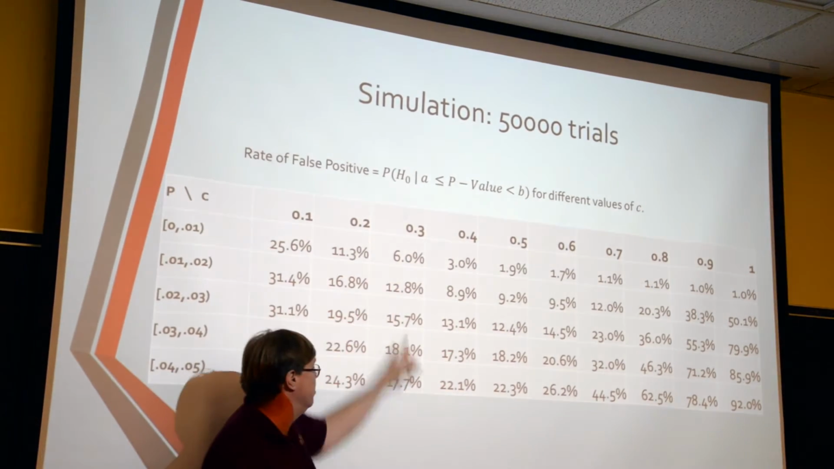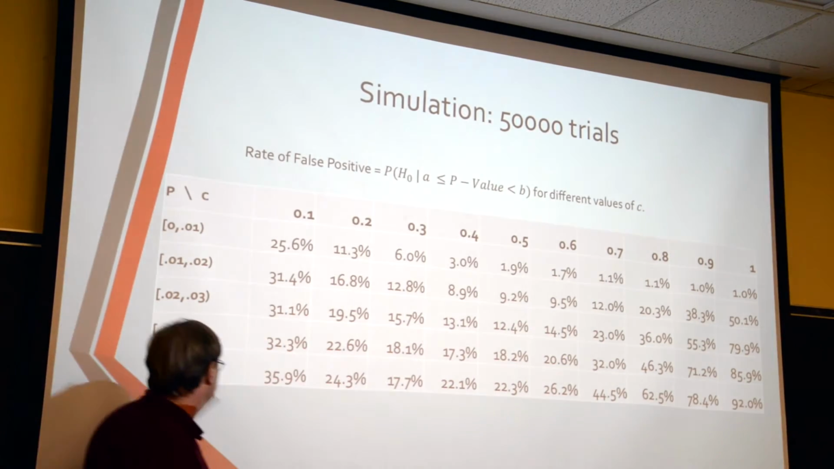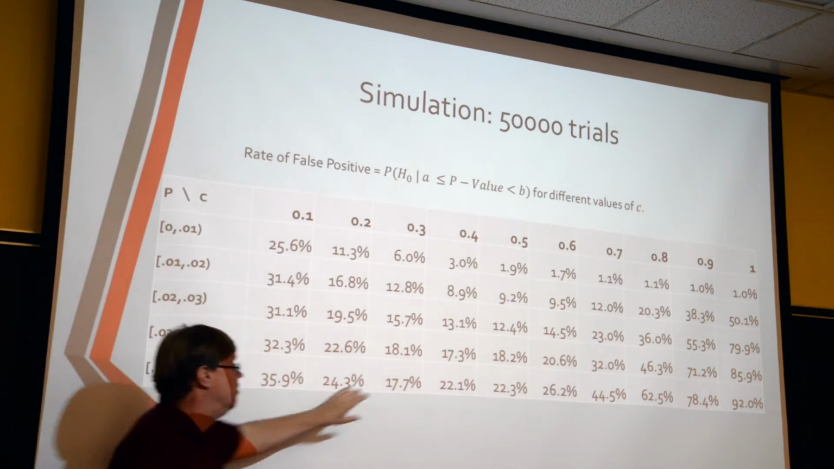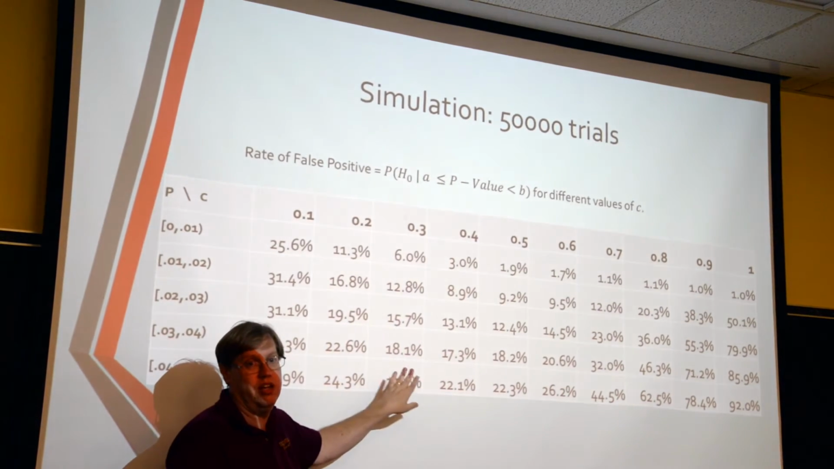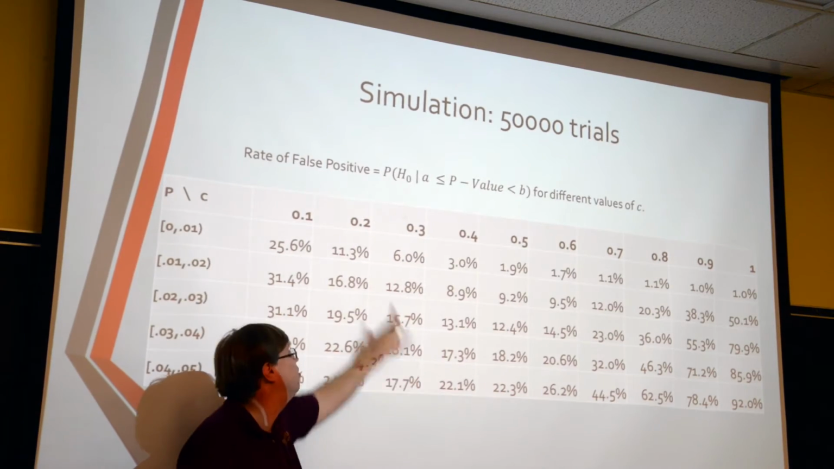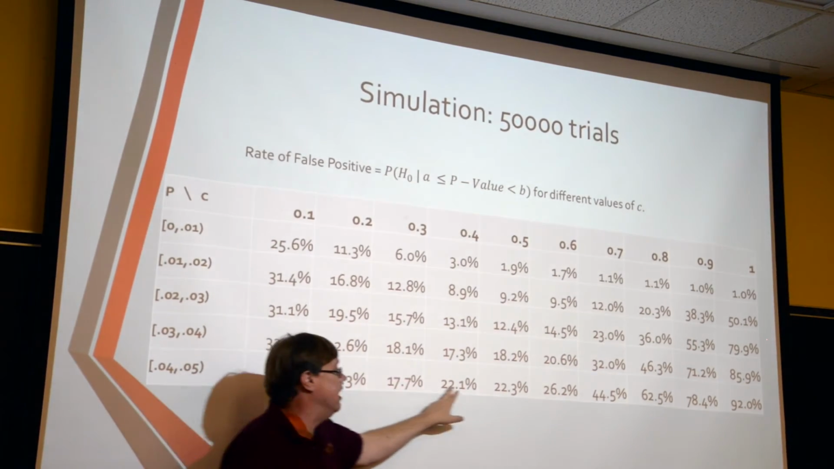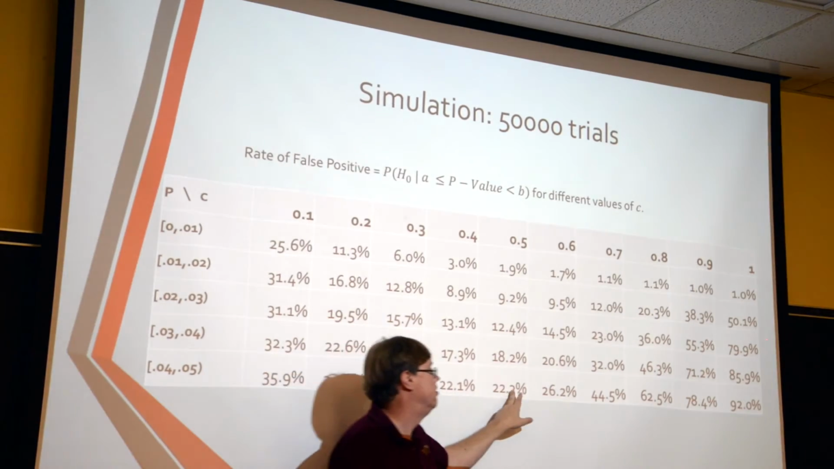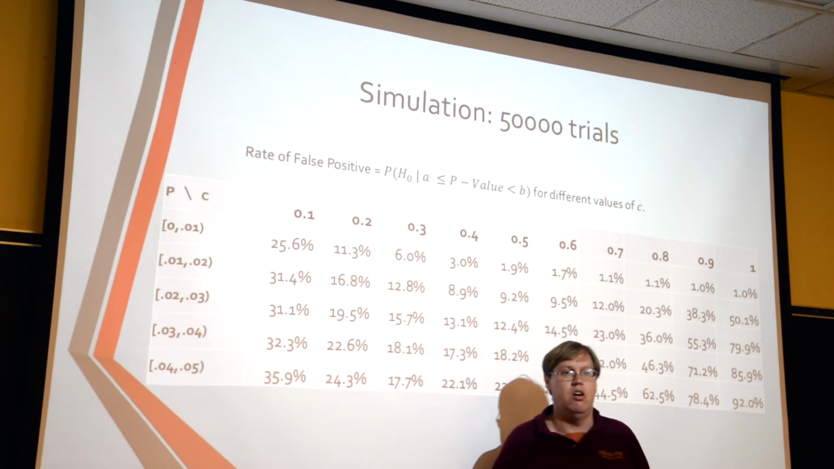Then as the C gets bigger, this thing is doing better. When C is 0.3, then only 17.7% that just barely rejected were really from the null hypothesis, and the large majority of them were from the alternative hypothesis, the C equals 0.3 group. But then look what happens. It starts going in the wrong direction.